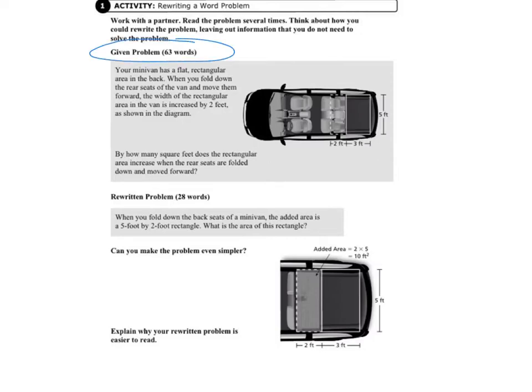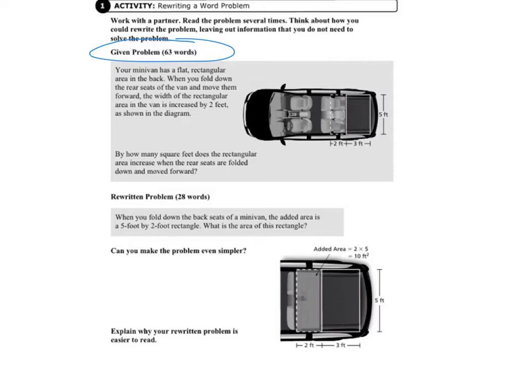Your minivan has a flat rectangular area in the back. When you fold down the rear seats of the van and move them forward, the width of the rectangular area in the van is increased by 2 feet, as shown in the diagram. By how many square feet does the rectangular area increase when the rear seats are folded down and moved forward?